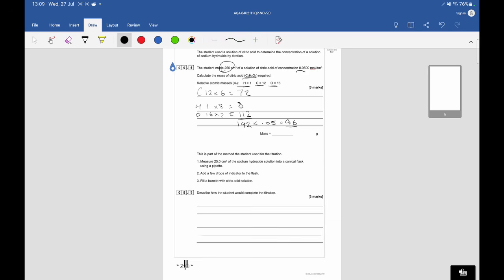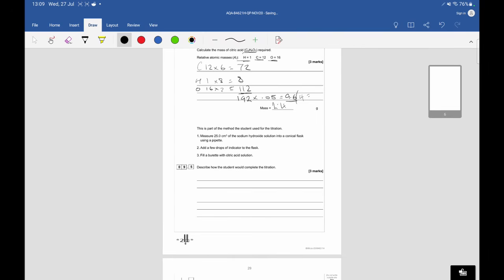And that would be if we had 1,000 centimeters cubed. If we had 1 decimeter cubed, that's how much of that we have. But we haven't got a decimeter cubed, 1,000 centimeters cubed. We've got 250 centimeters cubed. We've got a quarter of that solution. So we're going to divide this by 4 to give us an answer of 2.4 grams. And that's the answer you should have got for that question.